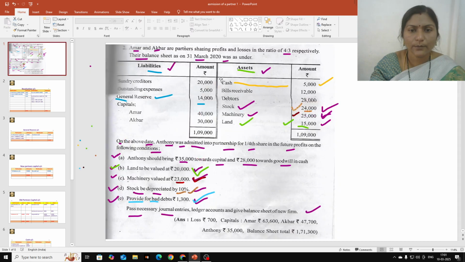Whatever items are available in the question in the balance sheet, all should be taken. Next item is stock, students. Stock that is 24,000. So stock we recorded in revaluation account.